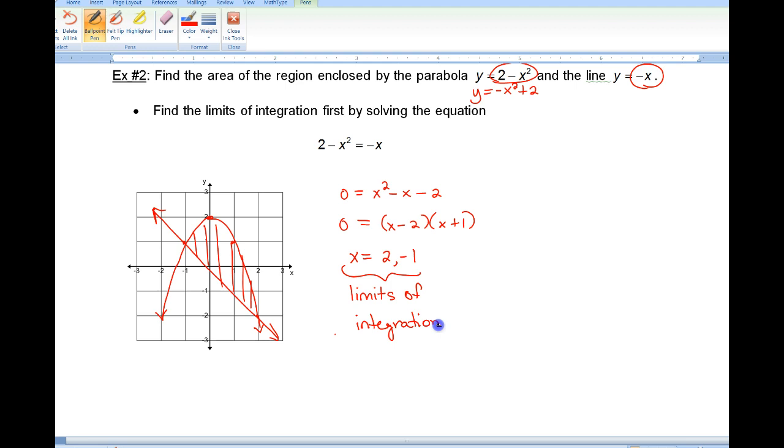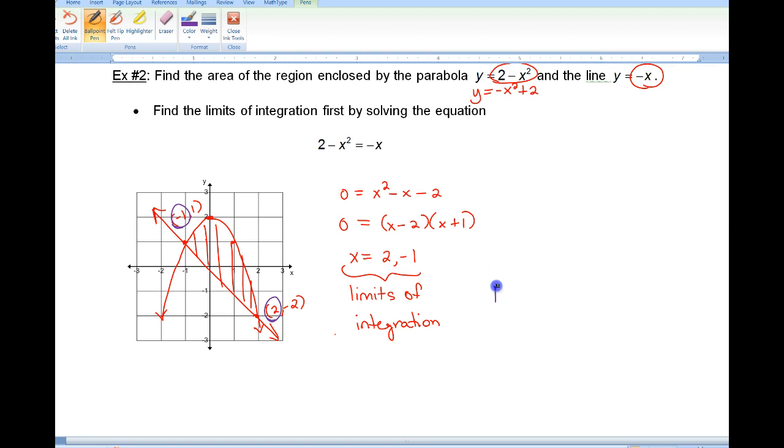Now, if I really wanted to find the y-coordinate, of course, I graphed this pretty accurately, so you could probably just tell. This point is negative 1, 1, and this point is 2, negative 2. I really don't care about the y-coordinate. I just care about the x-coordinate. What's that? The bounds. The lower bound and the upper bound. Limits of integration and the bounds are the same thing, it's just a different word to describe it.